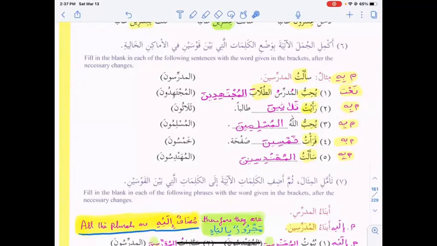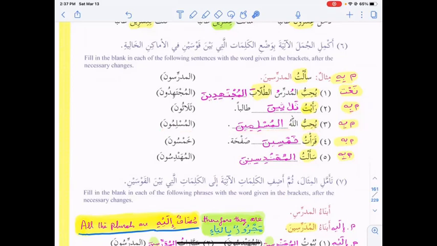Yuhibbu Allahu, Allah loves. Whom does Allah love? Al-Muslimina. Mafulun bihi. Yuhibbu fi'al, Allahu fa'il, Muslimina mafulun bihi. Allah loves Muslims. Muslimuna became Muslimina.